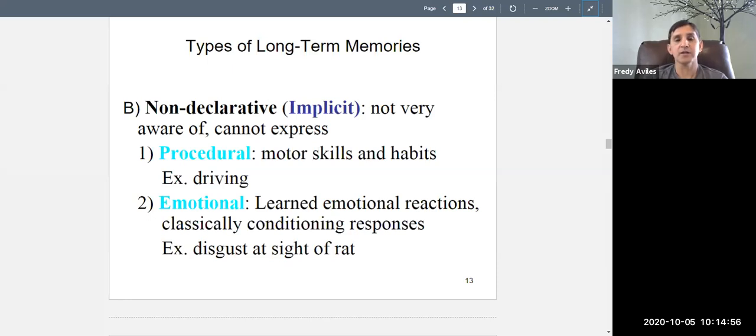It is an emotional reaction. It's an emotional memory. They are hard to explain, but they involve memory. And by the way, flashbulb memories are a type of emotional memory, but they're a special kind, right?